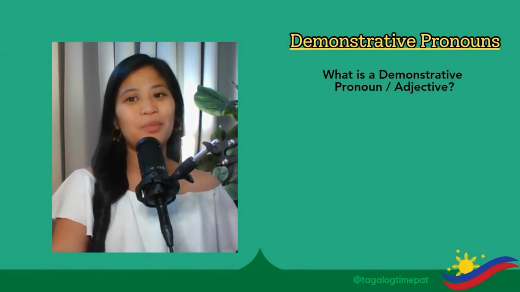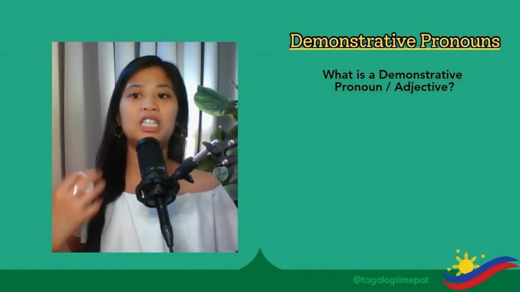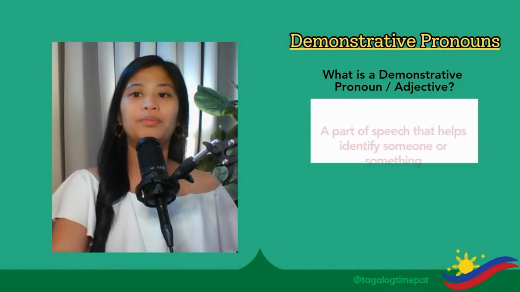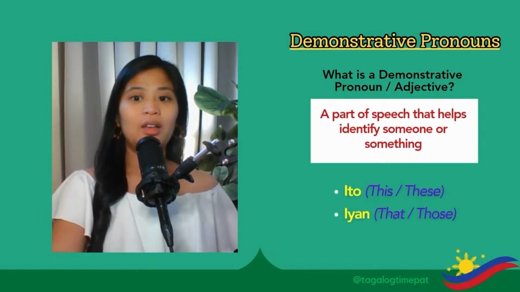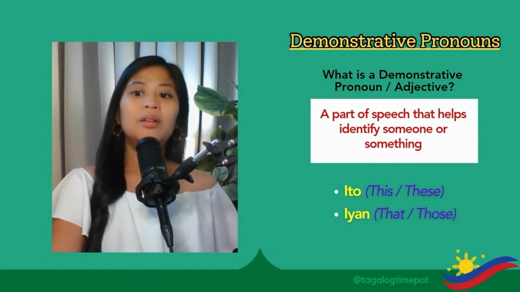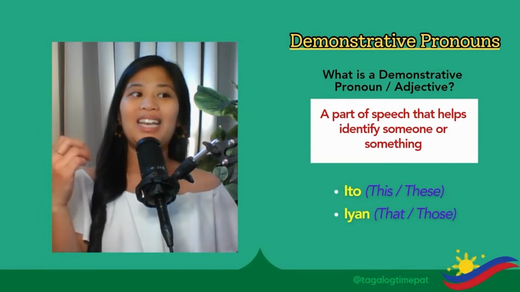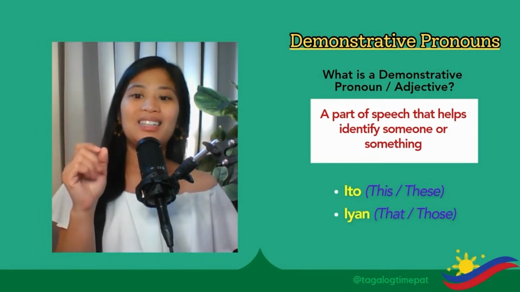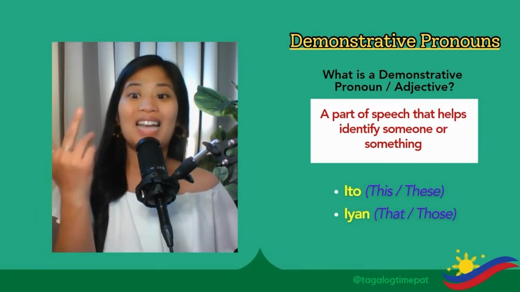So what is a demonstrative pronoun? Sometimes they're called demonstrative adjectives, again, because it's describing a noun. It's a part of speech that helps identify someone or something. So here are some examples. Ito means this or these. Yan means that or those. I'm saying yan, but it's technically iyan. But it's more common to just hear someone say yan.